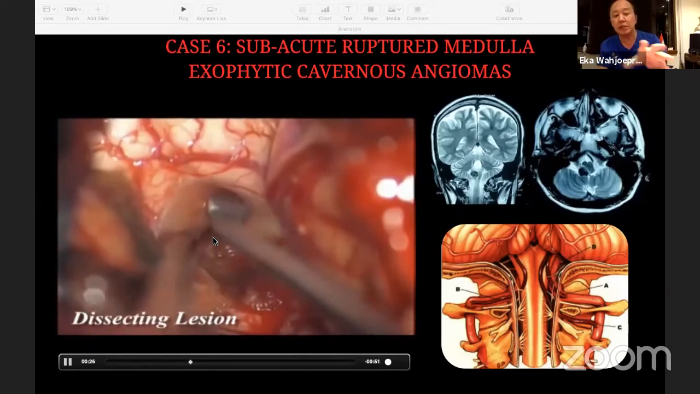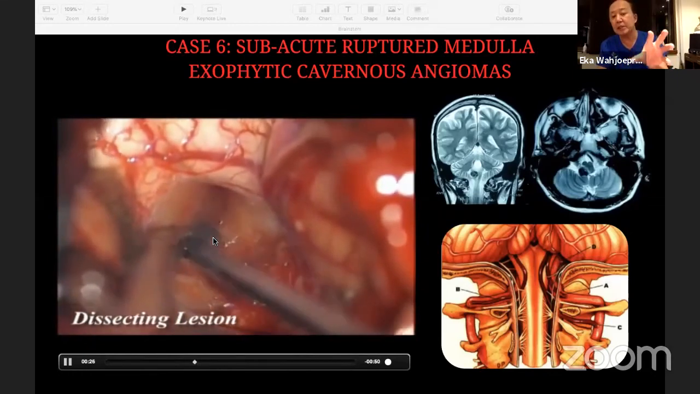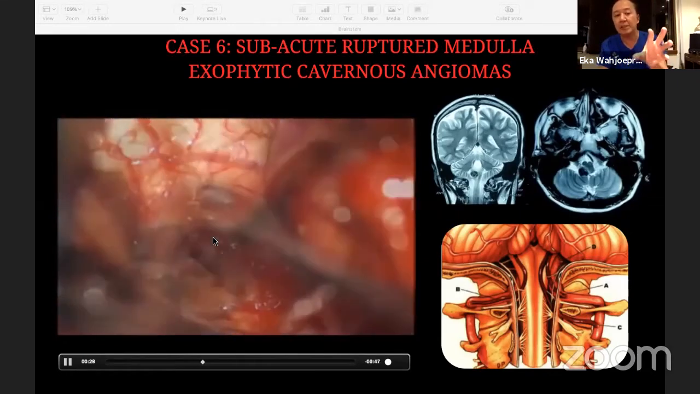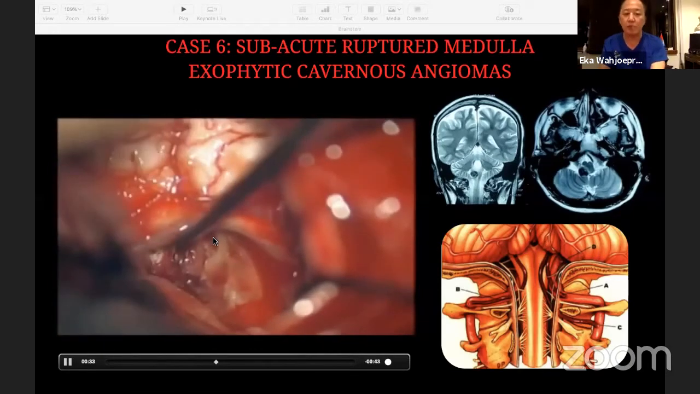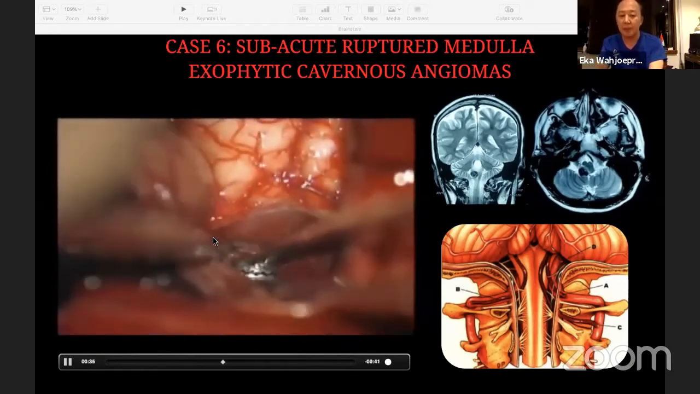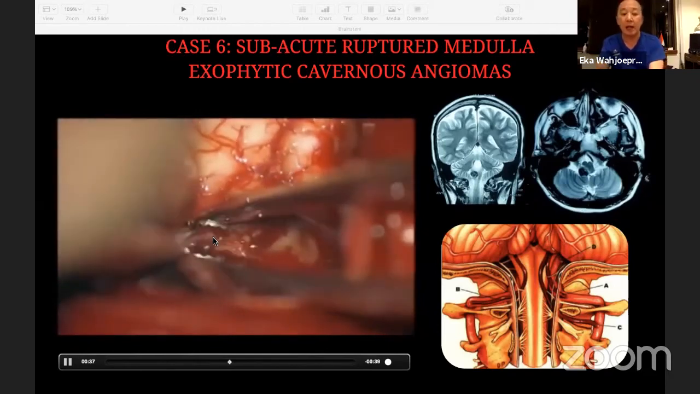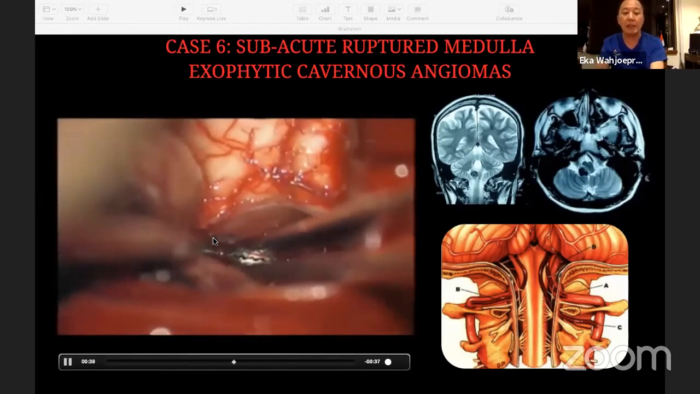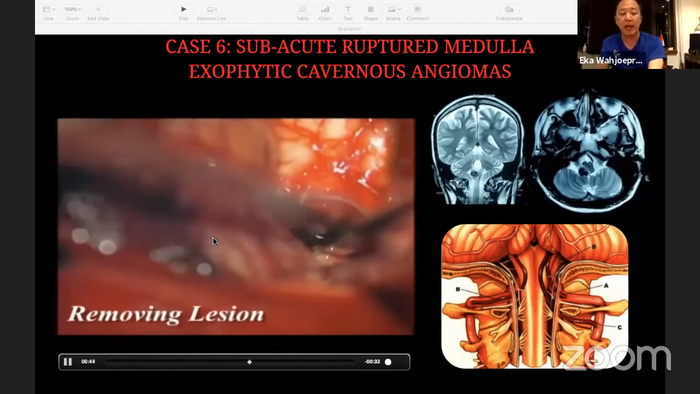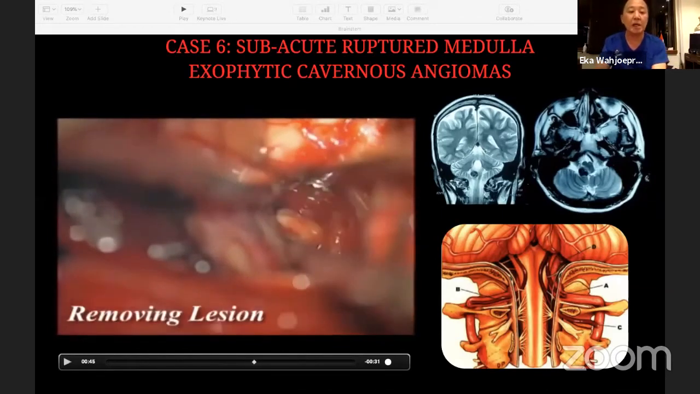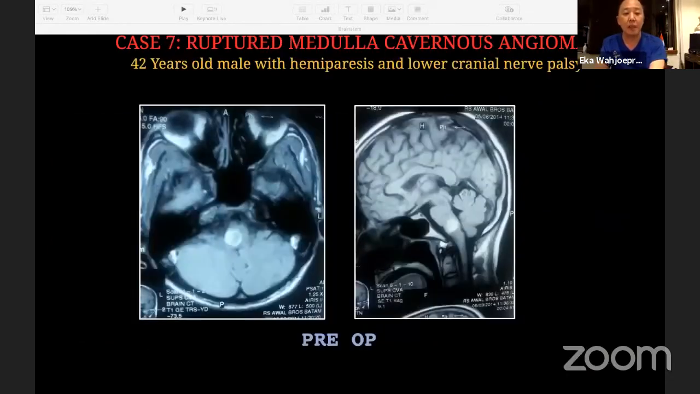You can see this is in the medulla. But because this is exophytic, it means we shall not disturb the medulla too much. So the effect is not bad, and the patient woke up clearly without any paralysis, just one day in the ICU. So this is after removal of the lesion.